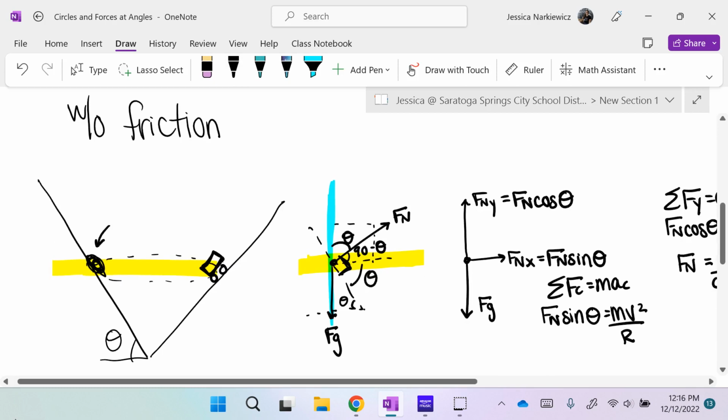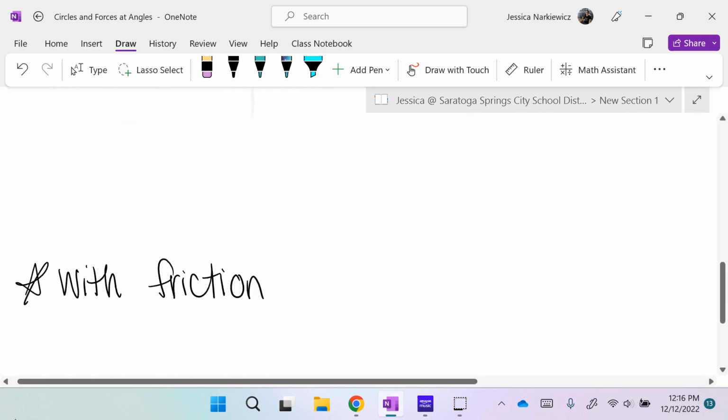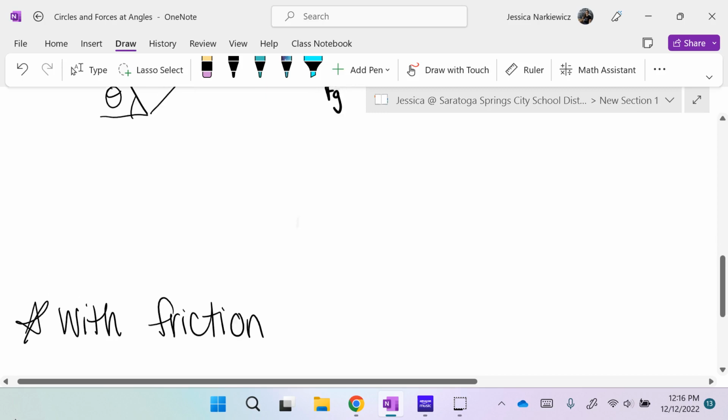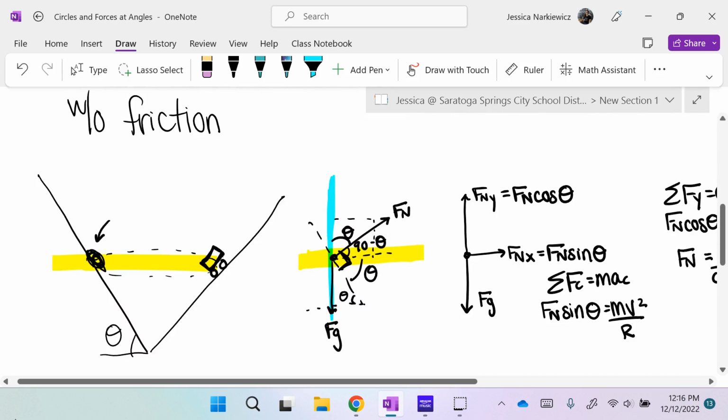Again, these questions don't really come up, so if you don't want to pay attention to that, that's totally fine. I'm not going to go over the situation with friction because it gets kind of complicated, and I don't want to confuse you anymore because you're not going to see that type of problem. So that is our final answer.